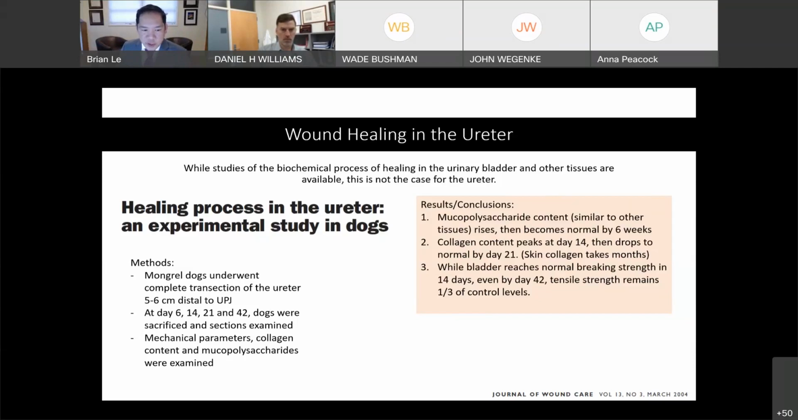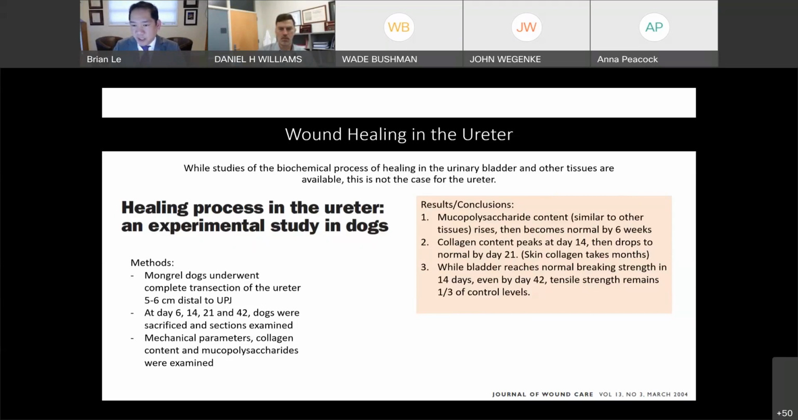So they induced an injury, then gave a delay, sacrificed the dogs, and then looked at the content. And on the differences between the ureter and other structures, they found that mucopolysaccharide content rises similar to other structures and then becomes normal by 6 weeks.